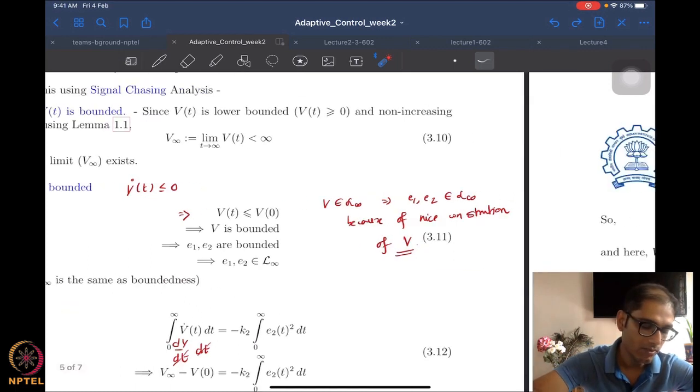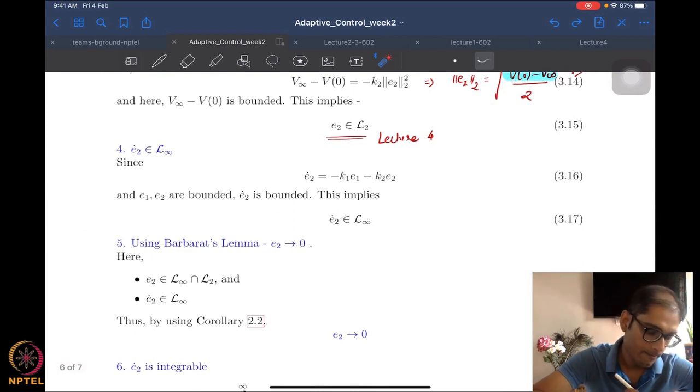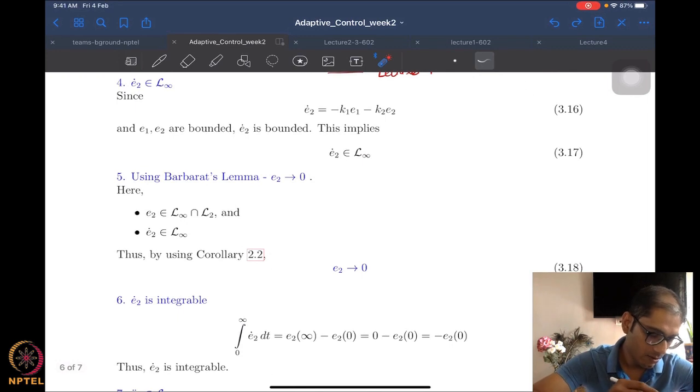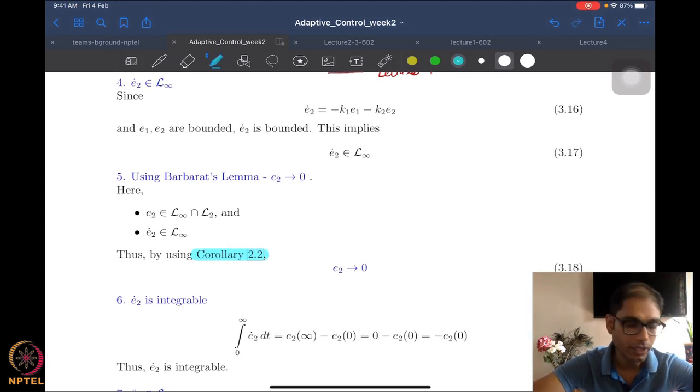Okay. And because e1 and e2 are bounded, we have that k1 e1 and k2 e2 are also bounded. And therefore, this quantity is also bounded. So, excellent. Now, if we use the corollary to Barbalat's lemma, not Barbalat's lemma itself, but the corollary, this is corollary 2.2.